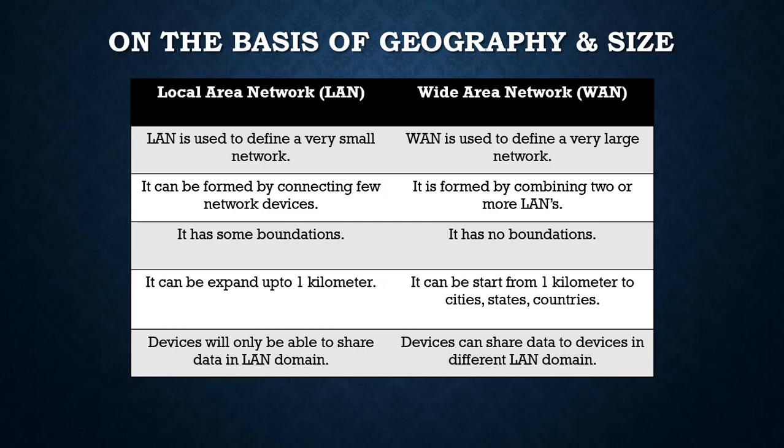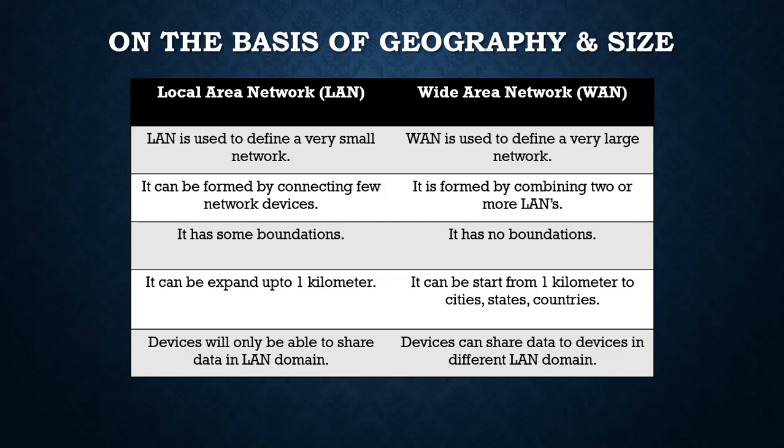So let's understand what a LAN and a WAN are. LAN is used to define a very small network, where a bunch of devices are connected and communicating with each other. That is a LAN, right? But WAN is a very large network where we are combining two or more LANs, we can say a dozen LANs, or thousands or millions of LANs together to create a WAN, right? LAN has a boundary. It cannot expand more than a kilometer, but WAN has no boundary. It can extend from a kilometer to cities, between states, between countries, even between planets, right? We cannot know. WAN has no boundary. As far as you can see, it is WAN, right?